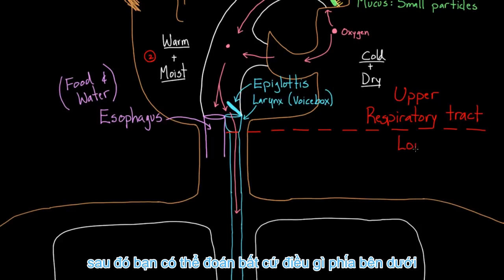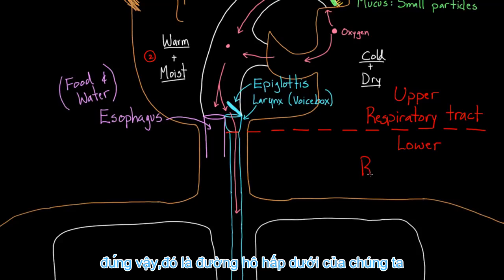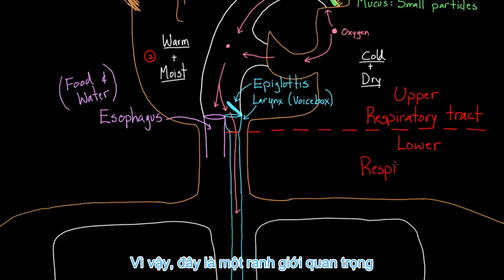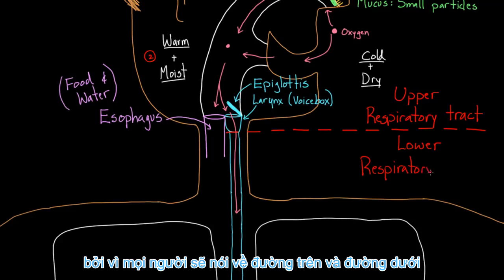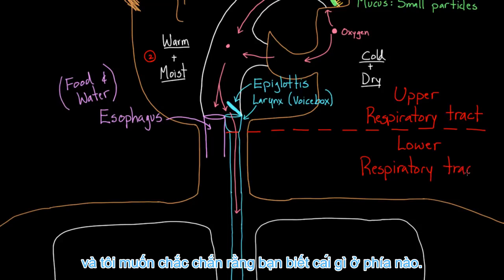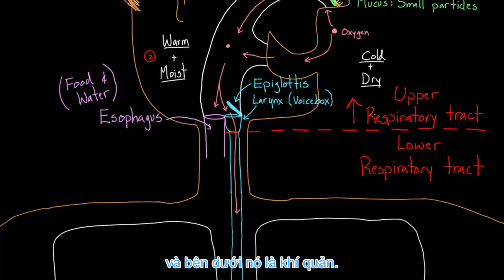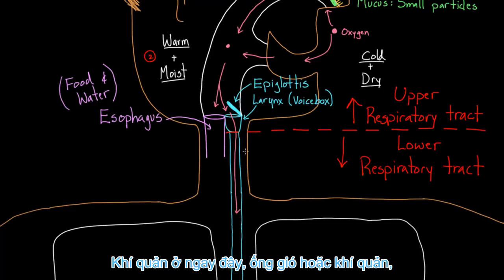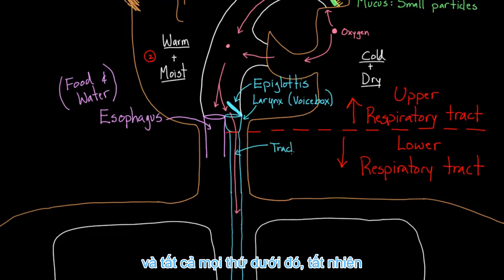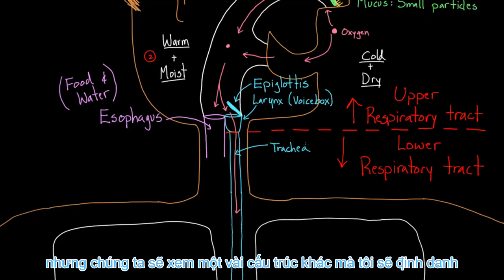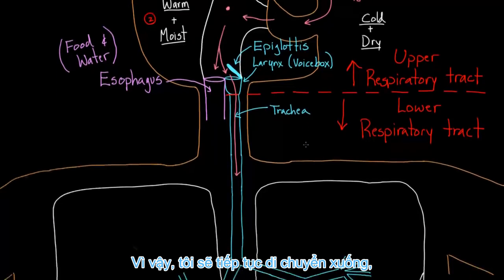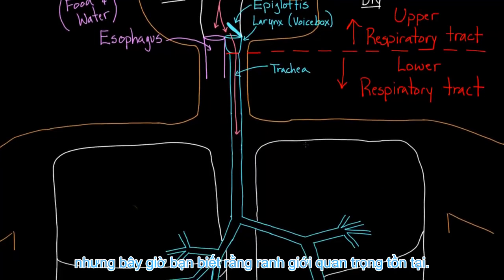And then, of course, you can guess that anything below the line must then be our lower respiratory tract. So this is an important boundary because people will talk about the upper and lower tract, and I want to make sure you know what is on which side. So on the top of it is the larynx and everything above that. And below it is the trachea. Let me label that here. The trachea is right here, the windpipe, or the trachea, and everything below that, which of course mainly includes things like the lungs, but as we'll see, a few other structures that we're going to name. So I'm going to keep moving down, but now you know that important boundary exists.